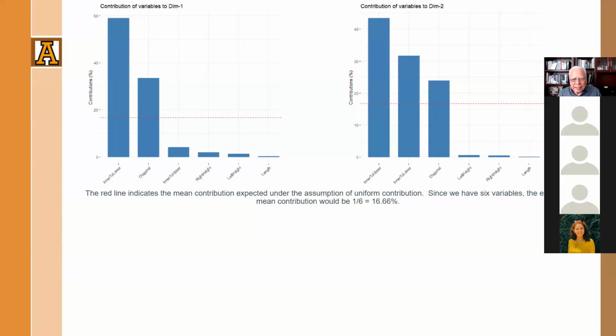So if you can see, this is the average. We have 6 variables. So if all of them contributed the same, we would have a contribution of 16.66%, which corresponds to this red line. This is for the first component. This is the second component.